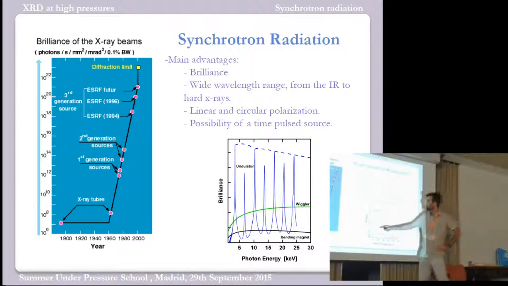And then we have undulators, which have harmonics, very high harmonics. Even more orders of magnitude of brilliance, but at very well-defined wavelengths.